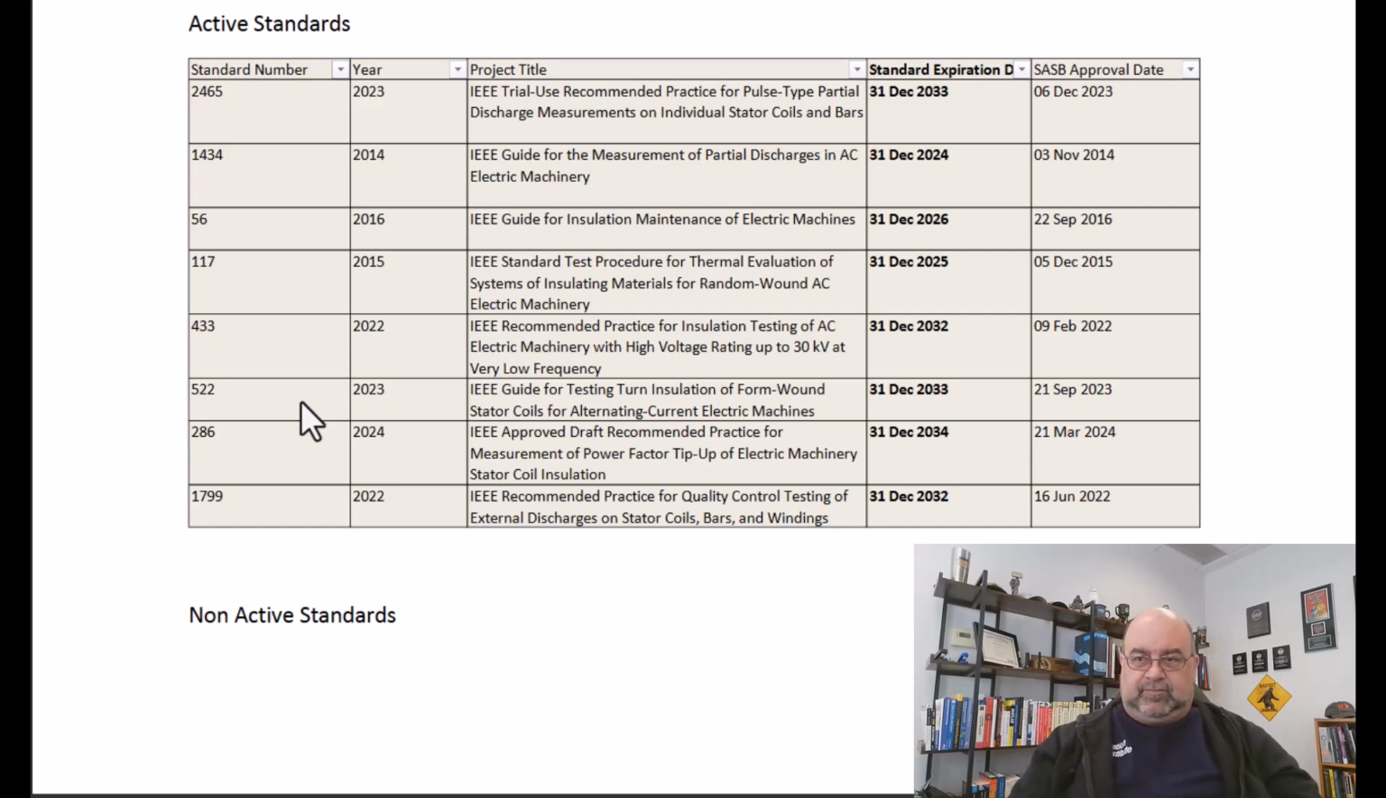1799, IEEE recommended practice for quality control testing of external discharges on stator coils, bars, and windings. Basically, corona and other testing and other things related to damaging coils, bars, and windings. Now, when we talk about coils, bars, and windings, in this case, we're primarily talking about form-wound coils.